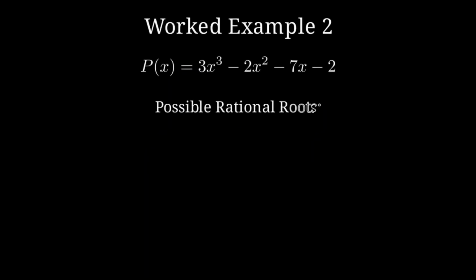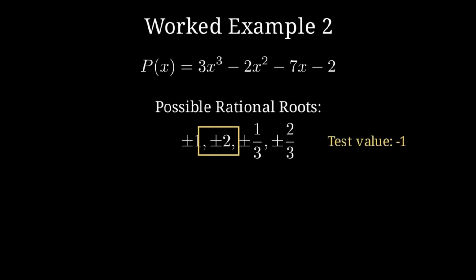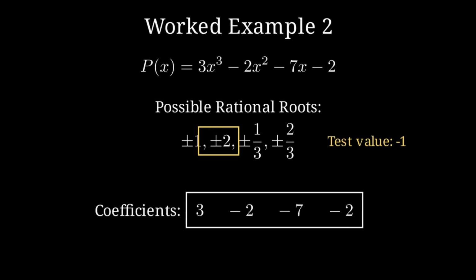For this polynomial, our rational root theorem suggests several candidates. We will begin by testing -1 to see if we can reduce the degree of the equation. After dividing by the factor x plus 1, we are left with a quadratic.